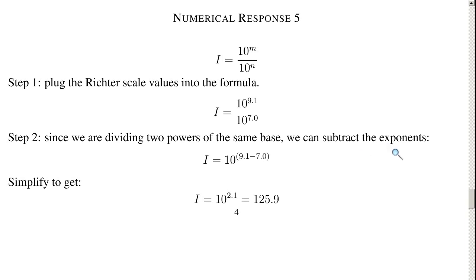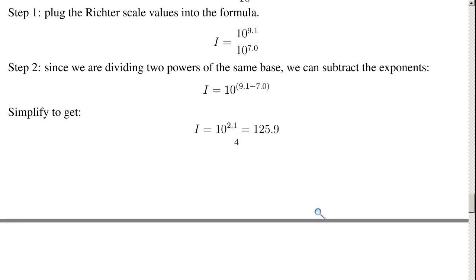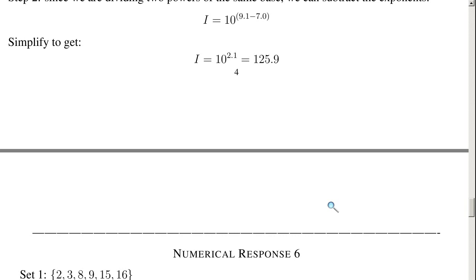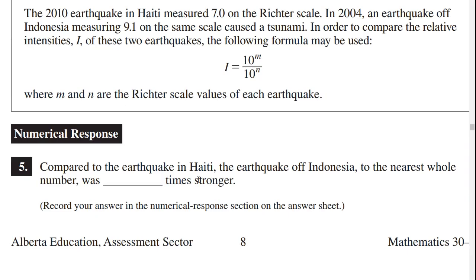Cool. Step 2, since we are dividing two powers of the same base, we can subtract the exponents. So you have two powers that are divided by each other, they have the same base, you can subtract the exponents. So this becomes 10 to the power of 9.1 minus 7.0. Simplify to get, just subtract them. 10 to the 2.1 equals 125.9. So believe it or not, the stronger earthquake was 125.9 times more intense than the softer earthquake. And the softer earthquake was the one in Haiti, so you can only imagine how powerful the Indonesia one was.